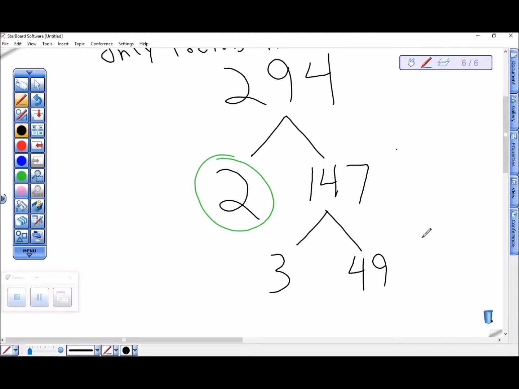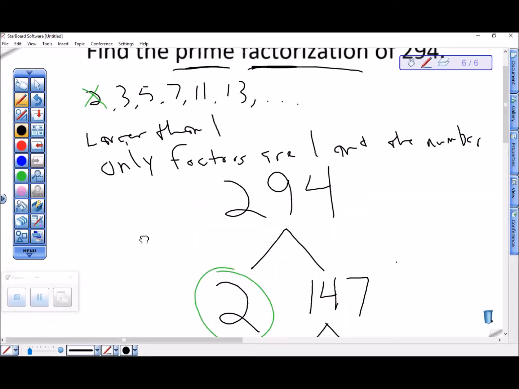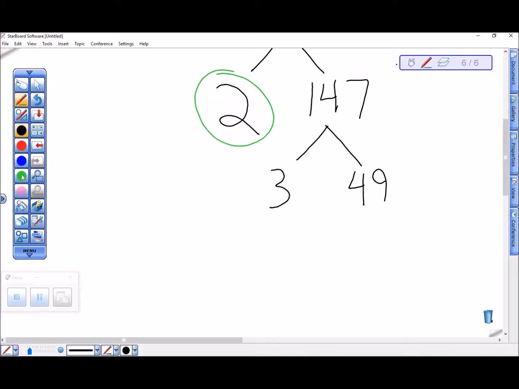Okay, so I couldn't divide it by 2. I tried dividing it by 3. That worked. It's 3 times 49. 3 is on that list of primes, so I can circle it. 49, I don't think is, but let's see. Can I divide 49 by 2? No, it's not even. Can I divide it by 3? No, that doesn't work exactly.